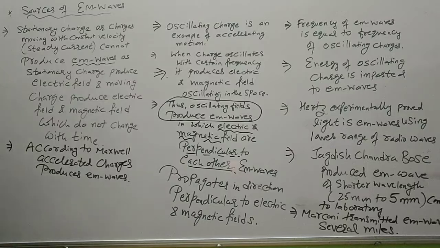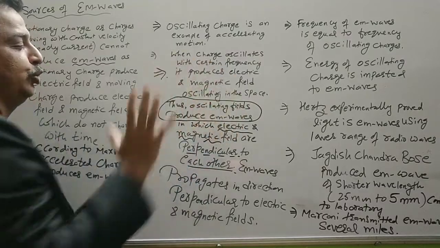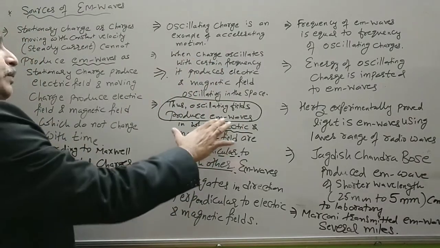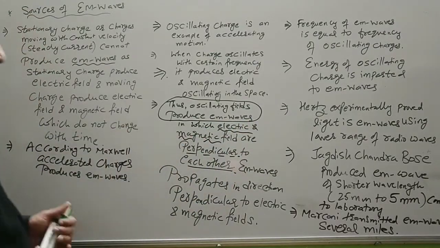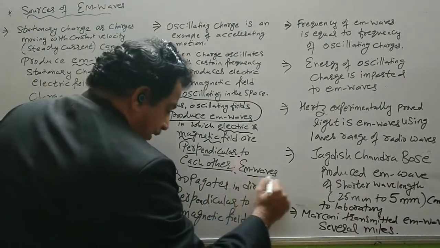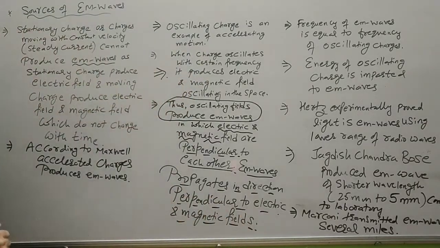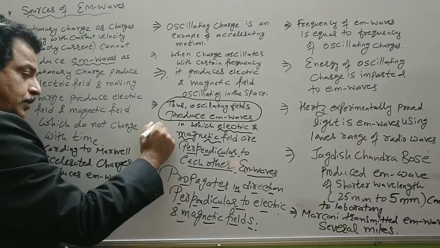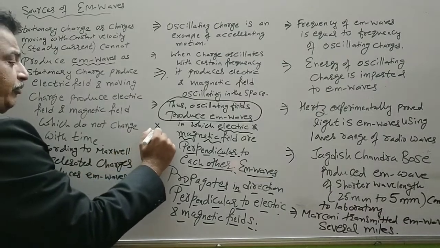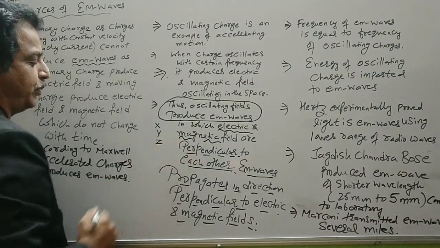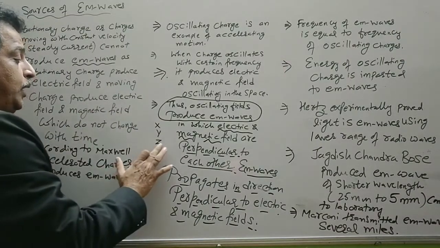We are simply trying to learn that an oscillatory field will produce electromagnetic waves, and when the electromagnetic waves are produced, the electric and magnetic fields remain perpendicular to each other, and the electromagnetic waves propagate in a direction perpendicular to the electric and magnetic field. It means, suppose the electric field is along the x-axis and the magnetic field is along the y-axis, then the direction of propagation will be along the z-axis. That is, all three are perpendicular to each other.